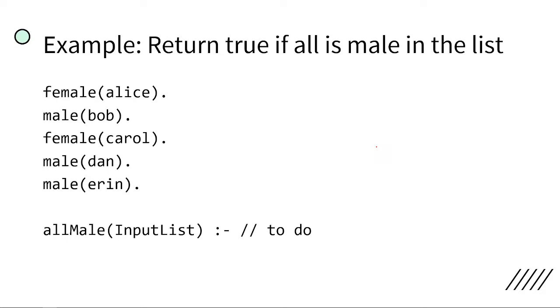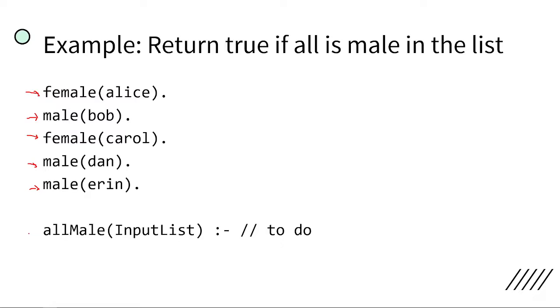For example, in Prolog, we want to return true if all are male in the list. We have defined our facts. We have defined Alice as female, Bob as male, Carol as female, Dan as male, and Erin as male. Next, we will try to create a rule which checks if an input list is composed of all males.